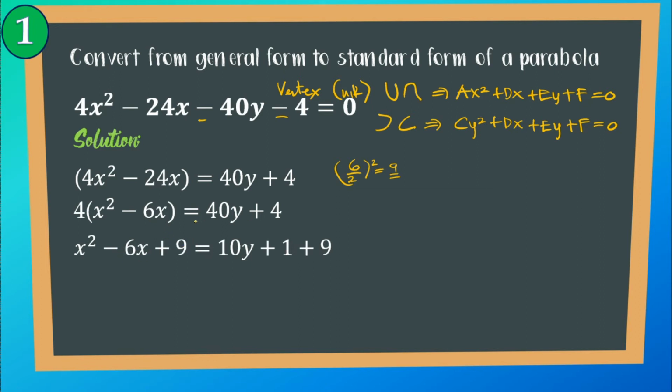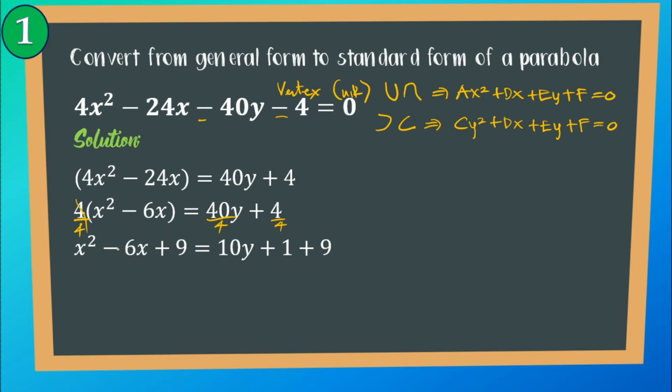So, pagkatapos natin makuha yung perfect square trinomial, i-divide natin yung whole equation by 4. So, divide natin ng 4. Ito, divide natin ng 4. Ito, divide natin ng 4. So, that is why nawala na yung 4 dito. Okay? Equals 40 divided by 4 is 10y. Plus 4 divided by 4 is 1. Since nag-add tayo ng 9, nag-add rin tayo ng 9 dito. Okay? So, let me erase this one.